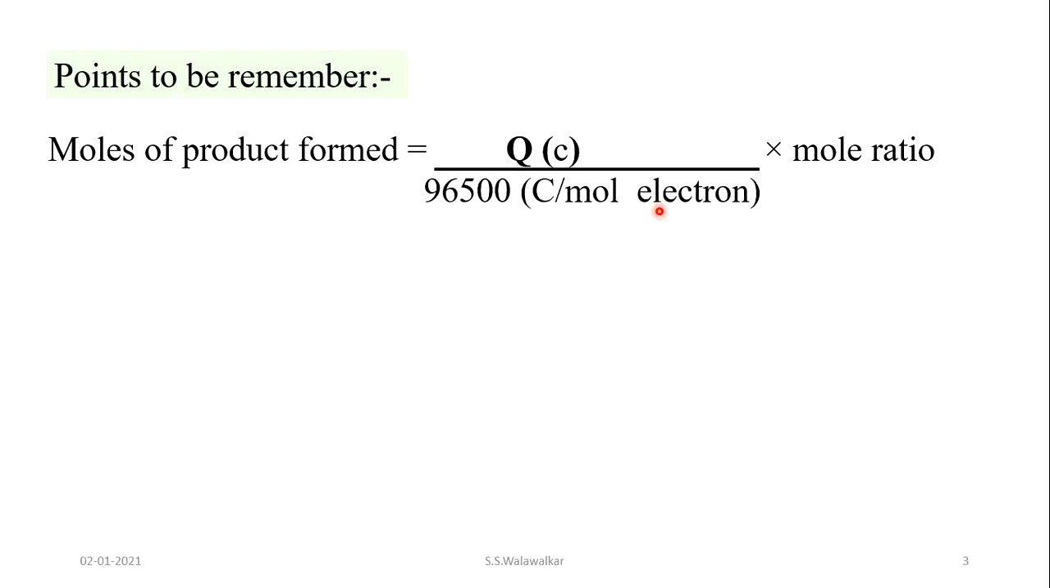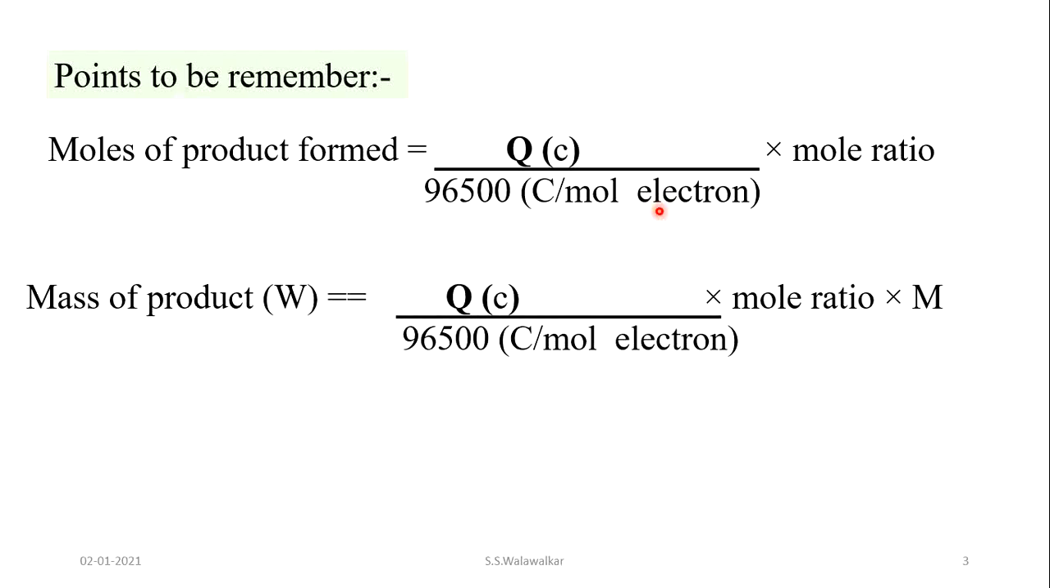And if you know the moles of product, then you can calculate the mass of product. That is Q divided by 96,500 into mole ratio into molar mass. Capital M means the molar mass of the product, and that will give you W, the mass of product. So like this you can calculate the mass of product in 4 different steps.